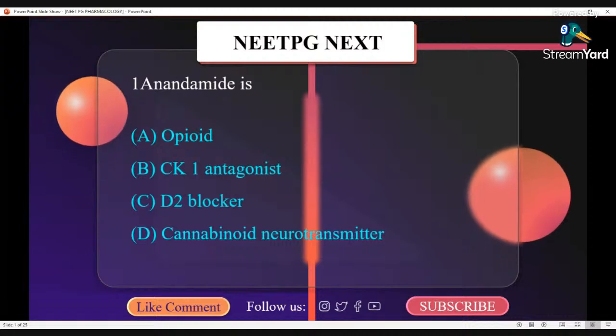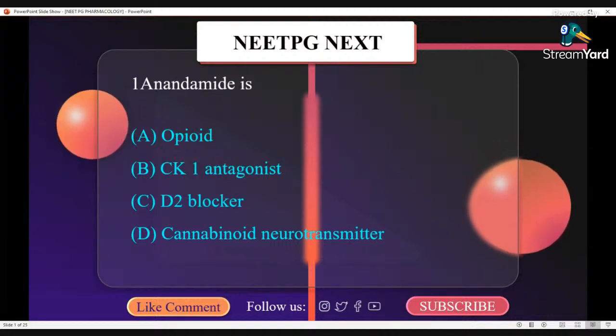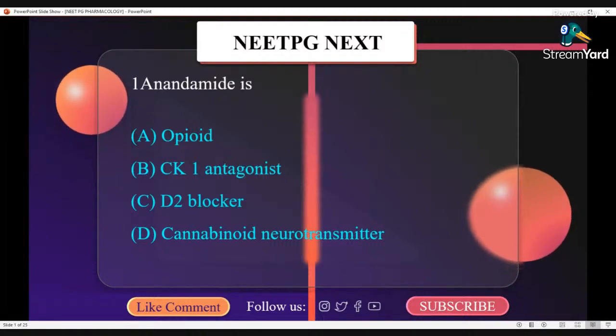Anandamide is A. Opioid, B. CB1 antagonist, C. D2 blocker, D. Cannabinoid neurotransmitter.